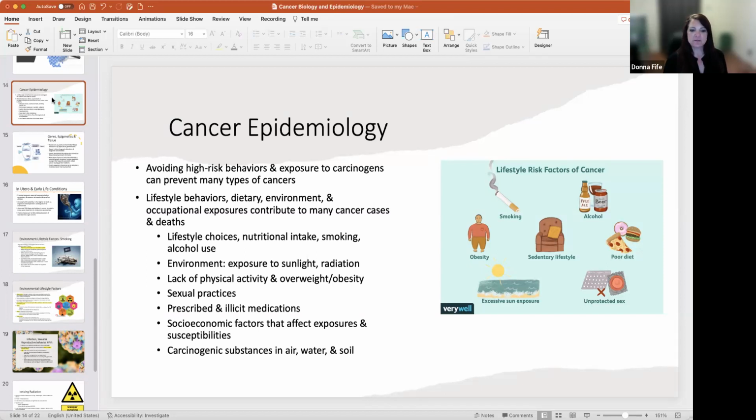Lack of physical activity and being overweight or obese. Sexual practices can increase risk for things such as HPV, which can increase the risk for cervical cancer. Prescribed and illicit medications, and socioeconomic factors that affect exposures and susceptibilities. And there are carcinogenic substances in the air, water, and soil that can lead to cancer.